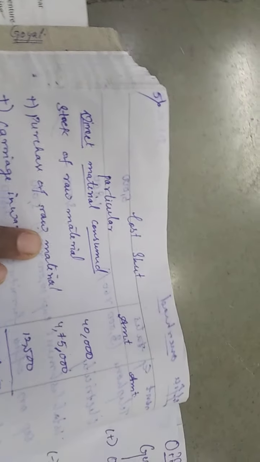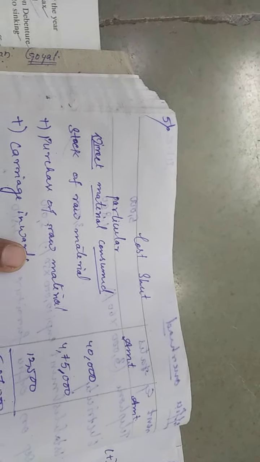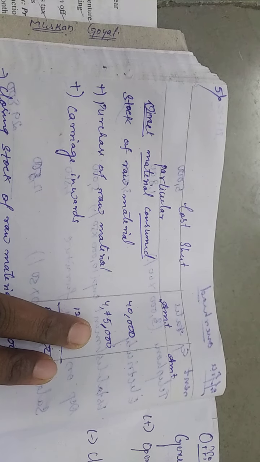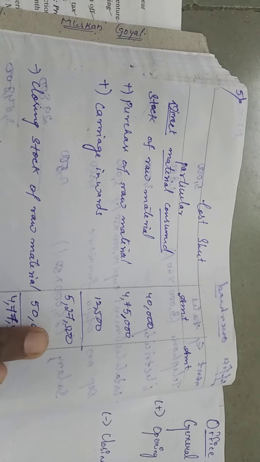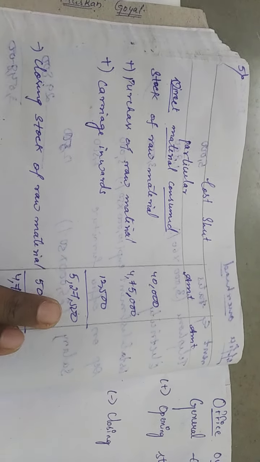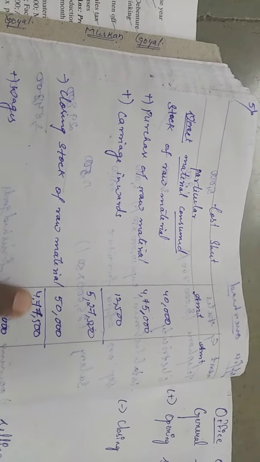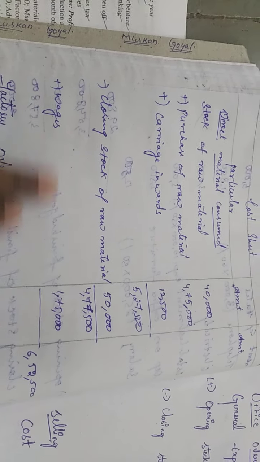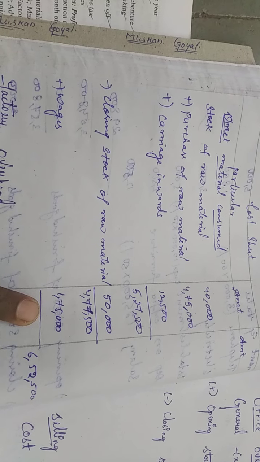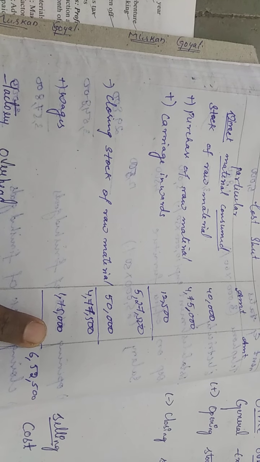Now once you see the answer here, first, opening stock of raw material. How much he has given in the question? 40,000. Purchase of raw material, 4,75,000. For that, add carriage inwards, 12,500. Total, how much you got? 5,27,500. From that, deduct closing stock of raw material, 50,000. Okay. Next, add wages, 1,75,000.